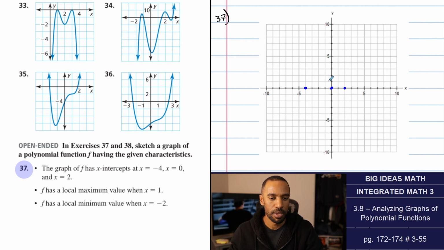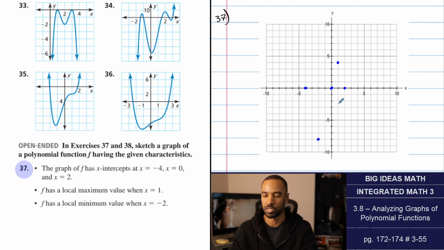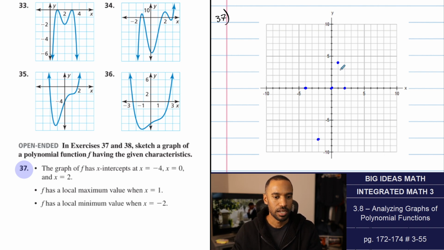It has a local minimum when x equals 1. So somewhere on here it has a local maximum. Somewhere on here where x equals 1, let's say right there, it maxes out. And then somewhere at negative 2, it has a minimum. Okay, let's say its minimum is a little lower, just because that's the kind of thing that happens. And they said, sketch a graph.